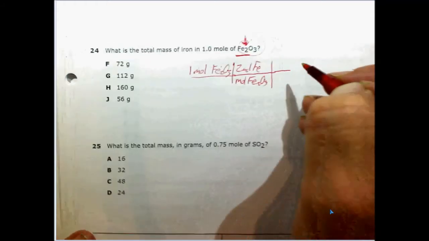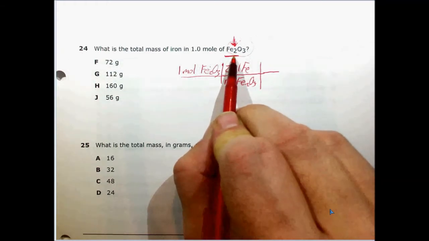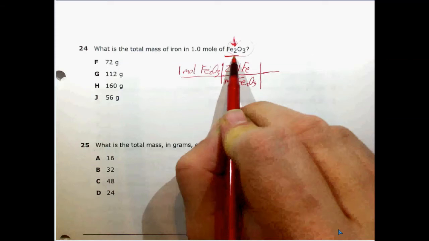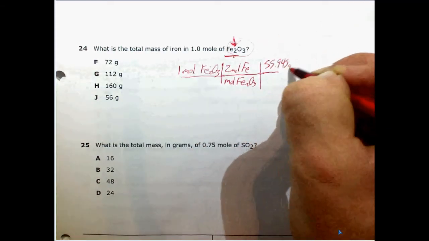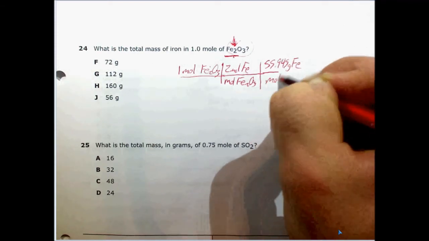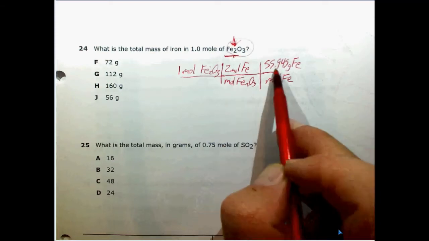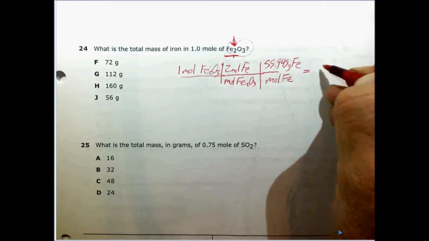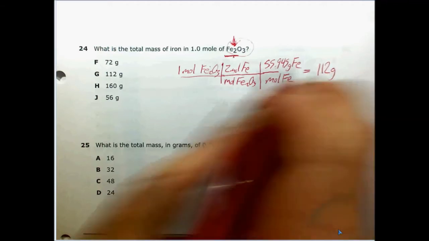You would probably leave this step out and just multiply the mass of Fe2O3, or Fe2, pardon me, by 2. Fe is 55.945, that is 55.945 grams of Fe per mole of Fe. 2 times 55.945 is 112 grams.